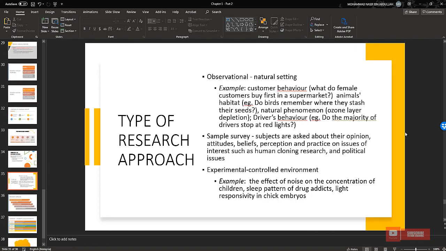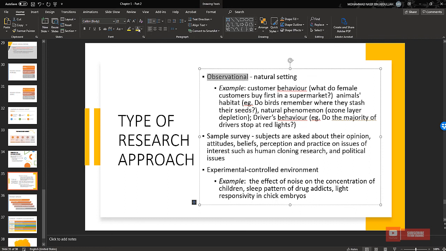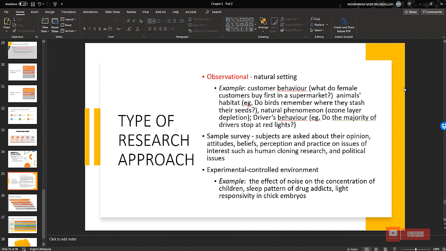To recap again, the types of research approach. We have the observational research approach, which is in a natural setting. So we can study customer behavior, for example, what do female customers buy first in the supermarket? Animal habitats: do birds remember where they stash their seeds? Natural phenomena, such as ozone layer depletion. Driver behavior: do the majority of drivers stop at red lights? So this is the observational approach.